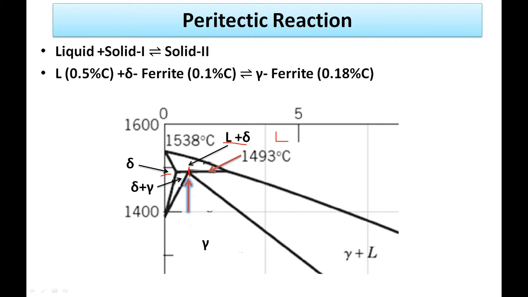What happens if I cool it? Liquid plus delta becomes gamma. That means one liquid plus one solid becomes another, new solid. That is known as the peritectic reaction. Here the carbon percentage is given. 0.5% carbon is present in the liquid and the delta ferrite contains 0.1% carbon, and we get gamma, which is known as austenite. This reaction is known as the peritectic reaction.